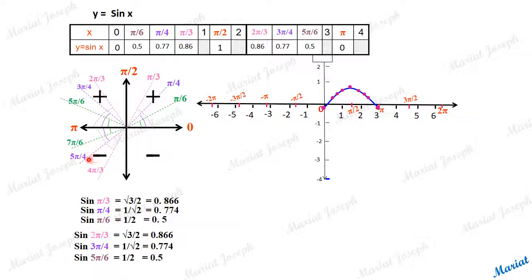Sine 5 pi by 4, third quadrant, minus 1 by root 2. And here minus root 3 by 2. The numerical values are these three only, but they are negative here. So as you go a little further, pi by 6 further, the y value should be minus half. So here minus half, the graph should come down. So the shape of the graph in the third quadrant will come down like this till minus 1. Why till minus 1? Because sine 3 pi by 2 is minus 1.